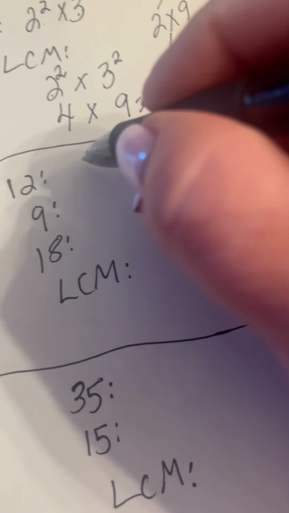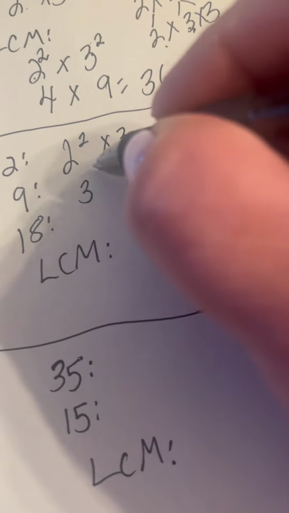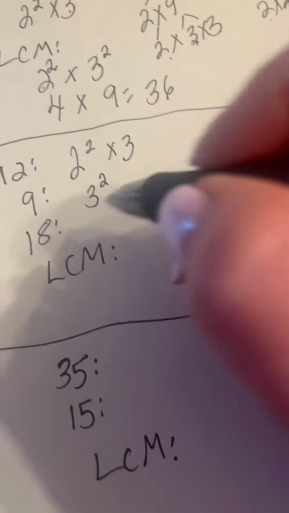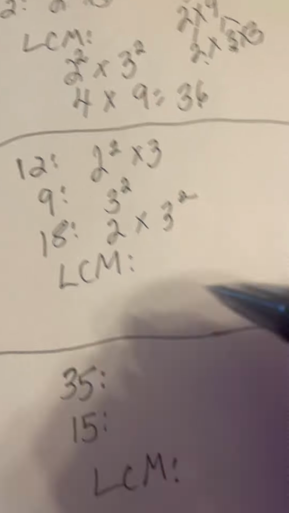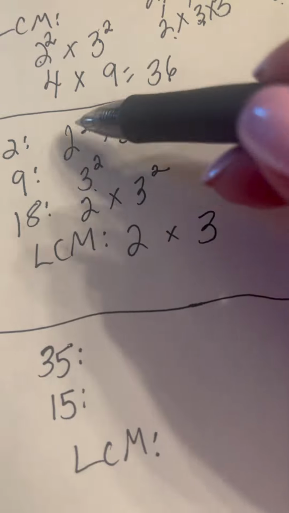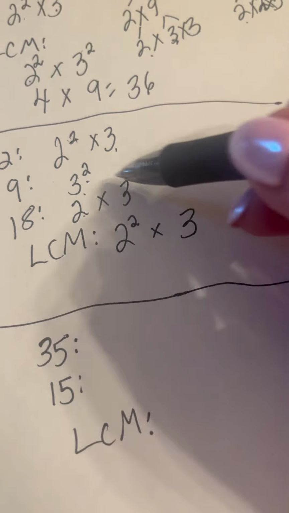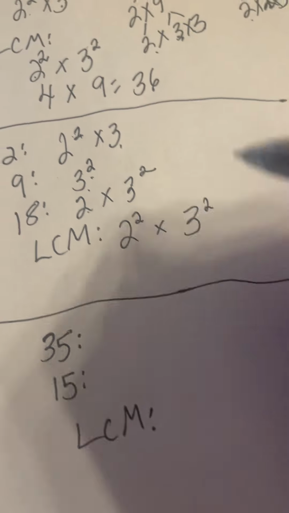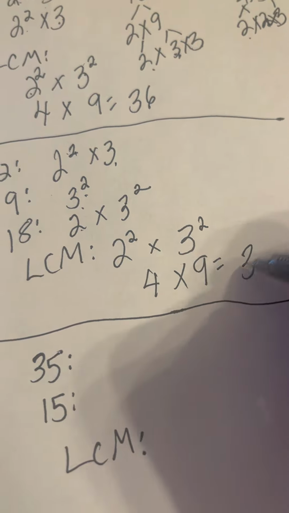Okay, we have these. 12, and I've already got it, 2 squared times 3. 9 is 3 times 3, so it's going to be 3 squared. 18, 2 times 3 squared. Okay, I see a 2 and a 3. The greatest power of 2 that I see among the 3 numbers is 2 squared. The greatest power of 3 is 3 squared. And go back, 2 squared times 3 squared. The least common multiple is 30.